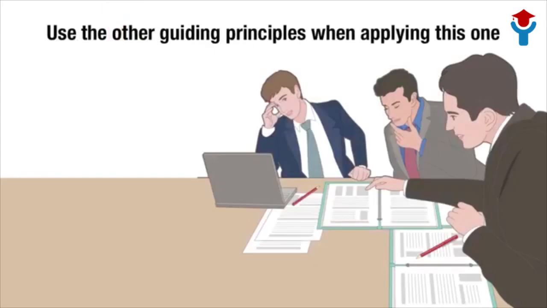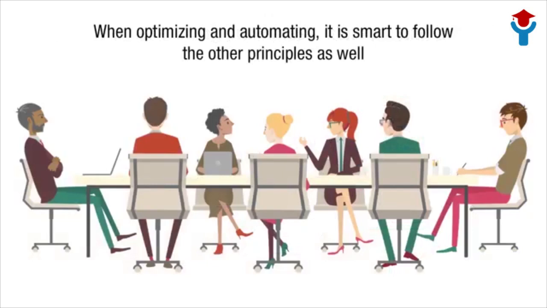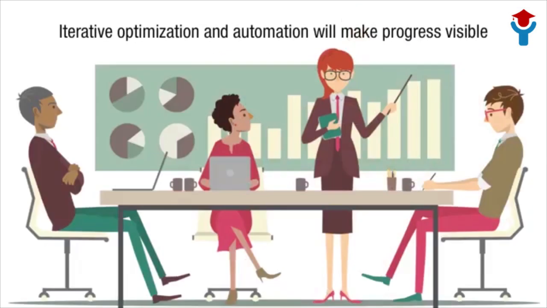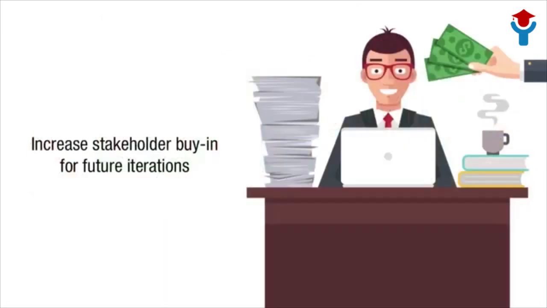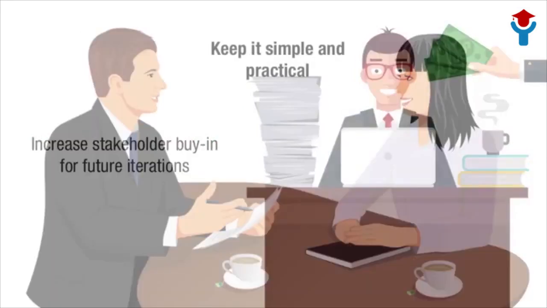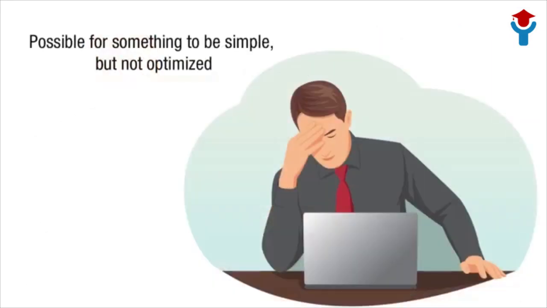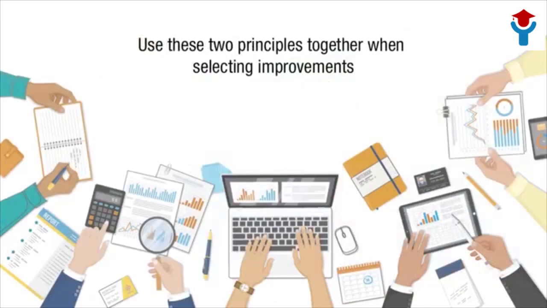Use the other guiding principles when applying this one. When optimizing and automating, it is smart to follow the other principles as well. Progress iteratively with feedback. Iterative optimization and automation will make progress visible and increase stakeholder buy-in for future iterations. Keep it simple and practical. It is possible for something to be simple, but not optimized, so use these two principles together when selecting improvements.